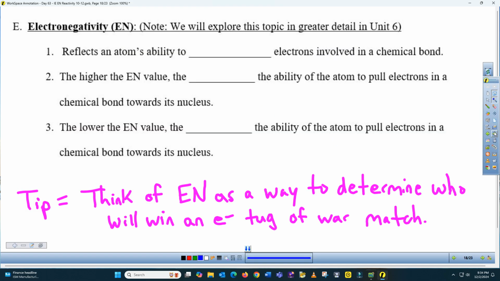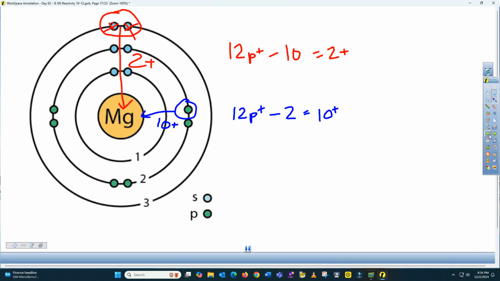All right, so electronegativity, we're going to save that for probably, we're going to do a lab tomorrow, so probably Thursday. We'll finish up the notes Thursday, Friday.